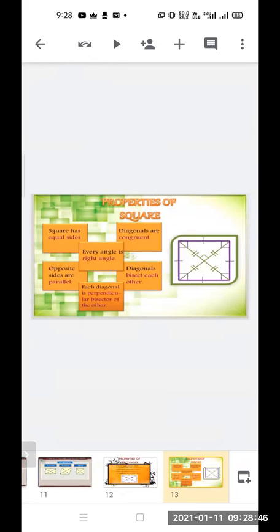All sides of a square are congruent. All angles of a square are also congruent. Also, diagonals of a square are congruent and they are perpendicular bisectors of each other. So what does perpendicular bisector mean, children? Whenever the diagonals bisect each other or intersect at a point, the angle so formed at the center is a right angle. That's why they are perpendicular bisectors.